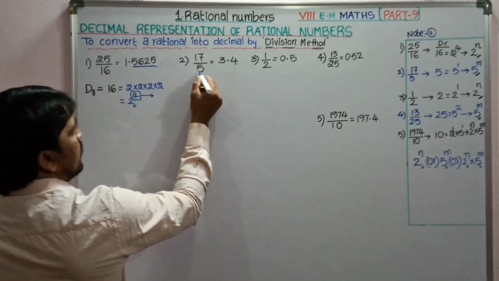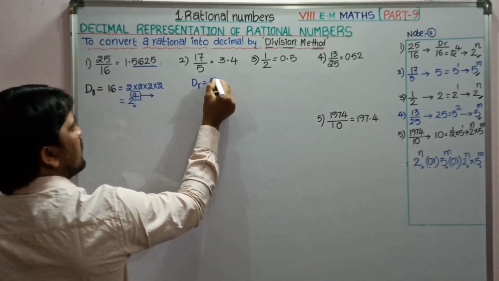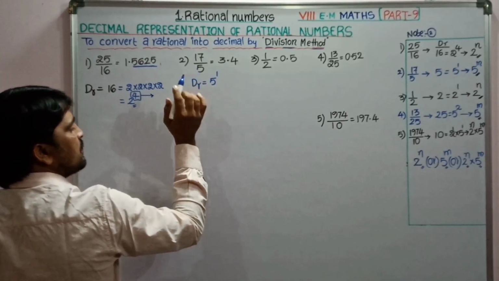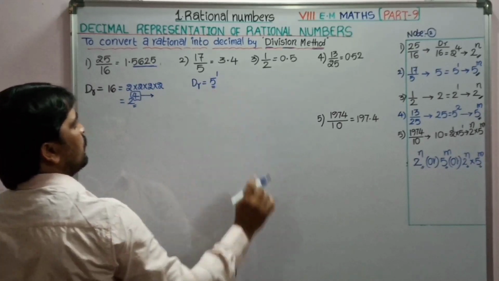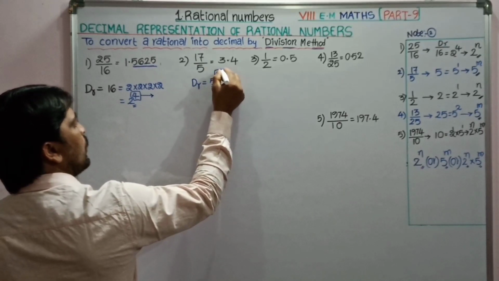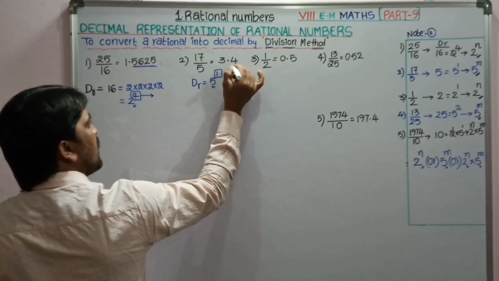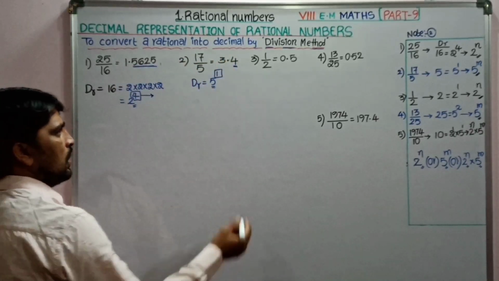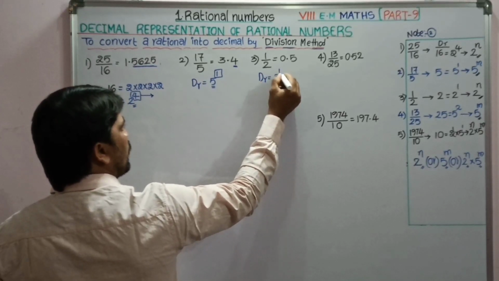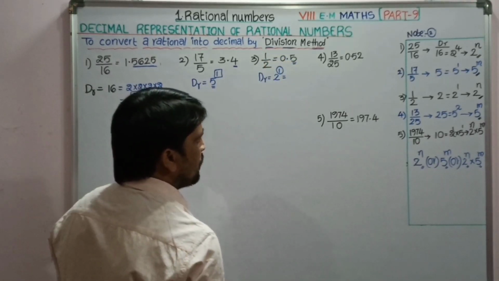Next, the denominator of rational 17 by 5 is 5. 5 can be written as 5 power 1. The prime factorization of the denominator occurs as 5 power something. Therefore, the power has only one unit, so the decimal form of 17 by 5 terminates after 1 place only. Similarly, the denominator of 1 by 2 is 2. 2 can be expressed as 2 power 1. So the decimal form of 1 by 2 terminates after 1 decimal place.